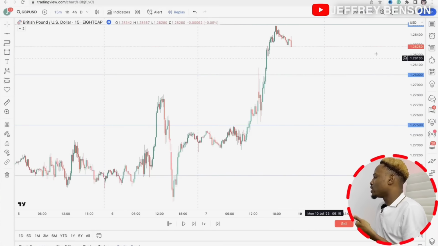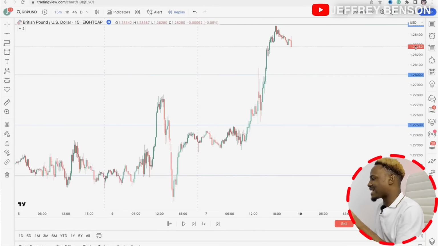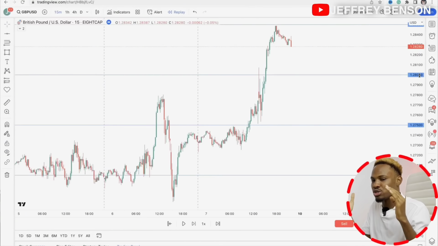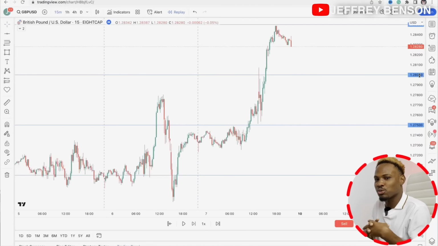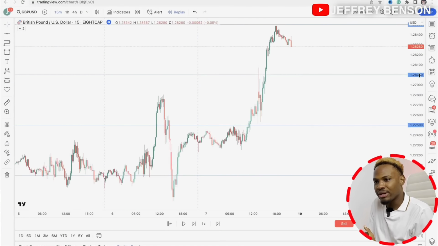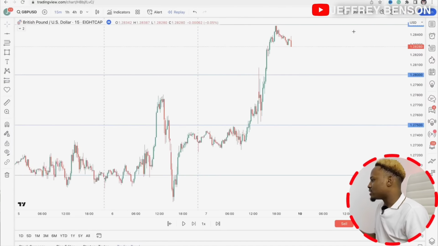So 1.28280 is scattered. It's not well arranged and it's not a significant number. A significant number would be 1.28000. That number is just better for a normal human disposition. It's easy for traders to remember. It is easy for someone to put their entry there, pending orders there, their take profit, their stop loss, and all of that. So that's why it's important.